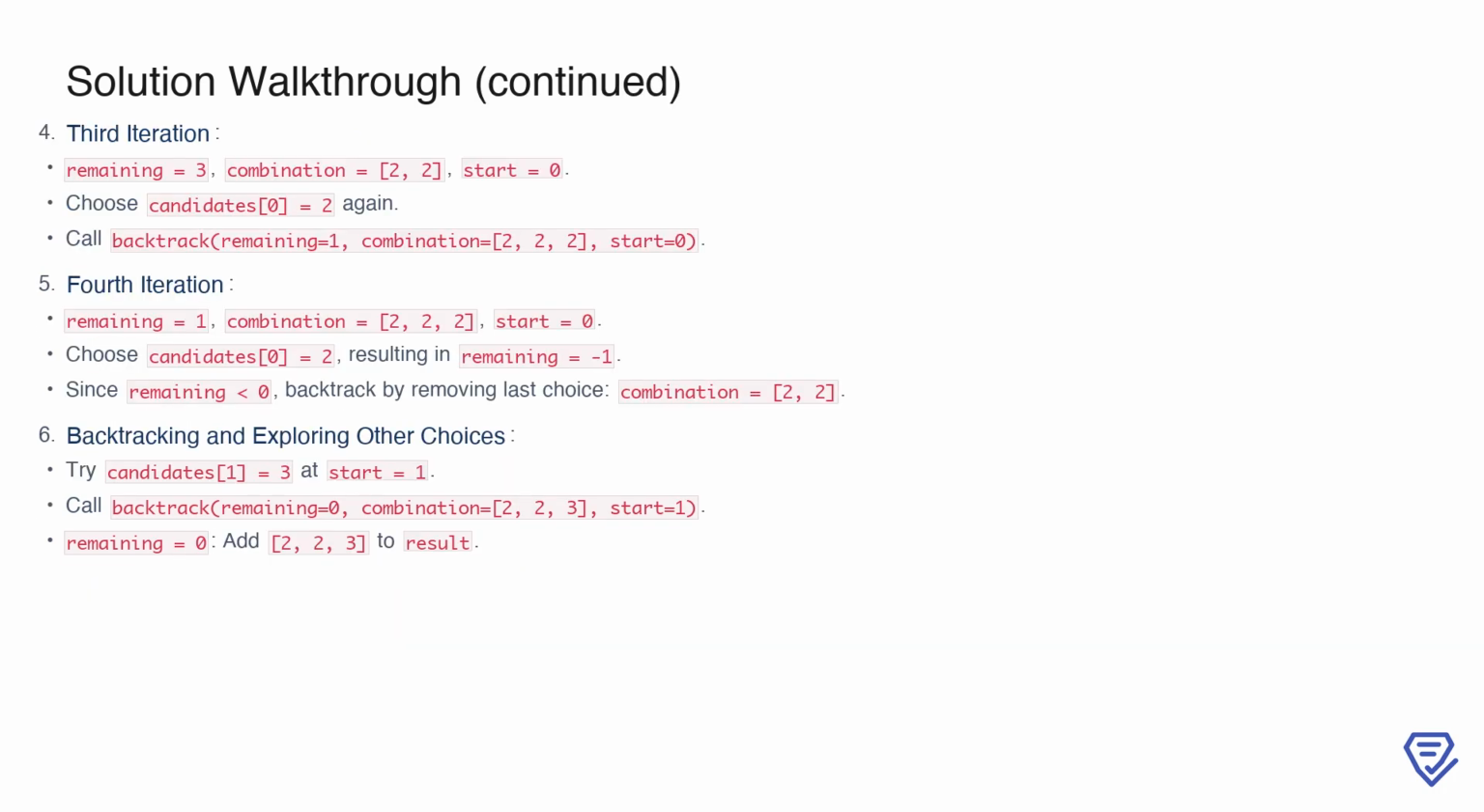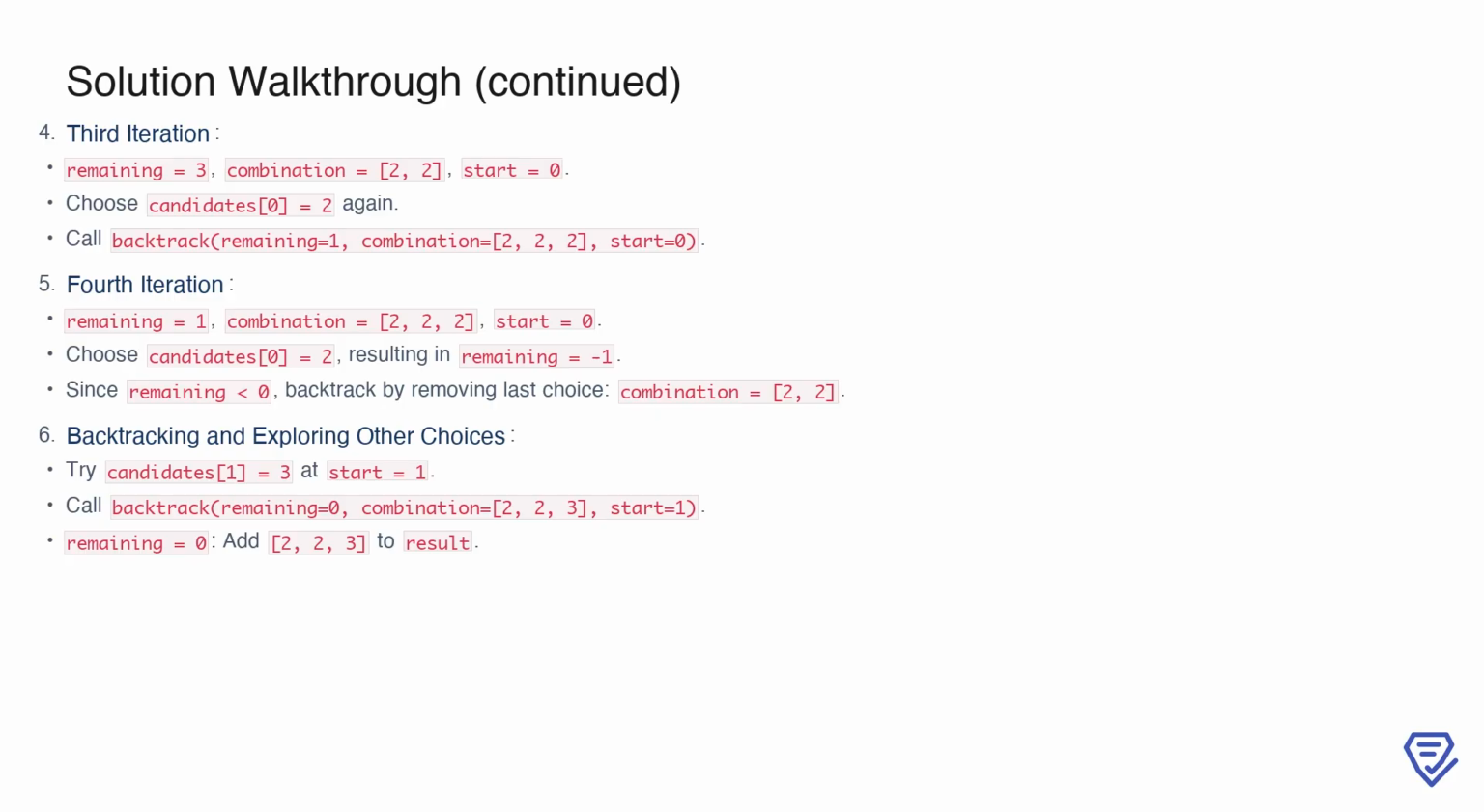Now, in the third iteration, we still have the candidate 2 at index 0. Adding it to the combination results in [2, 2, 2], with a remaining target of 1. We make another recursive call to backtrack. However, in the fourth iteration, choosing 2 again results in a remaining value of -1. Since the remaining target has gone negative, this path is invalid, so we backtrack by removing the last 2 from the combination, returning to [2, 2].